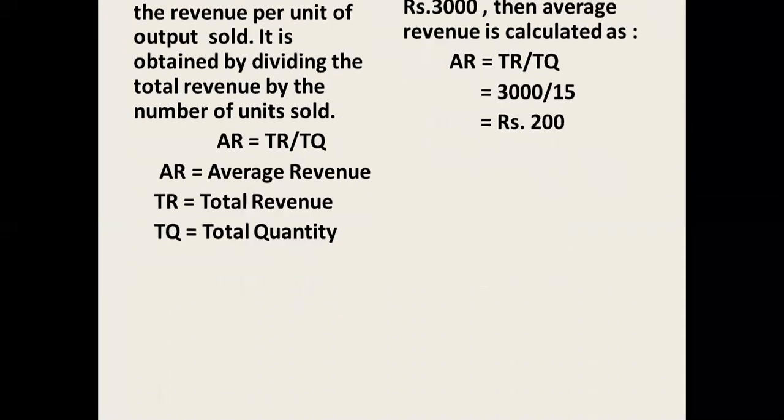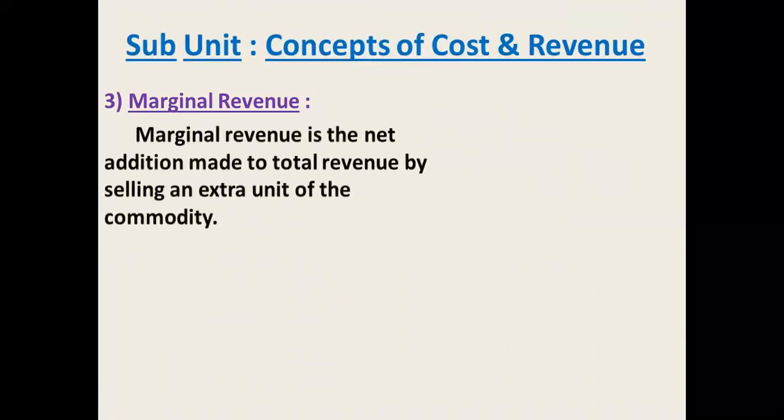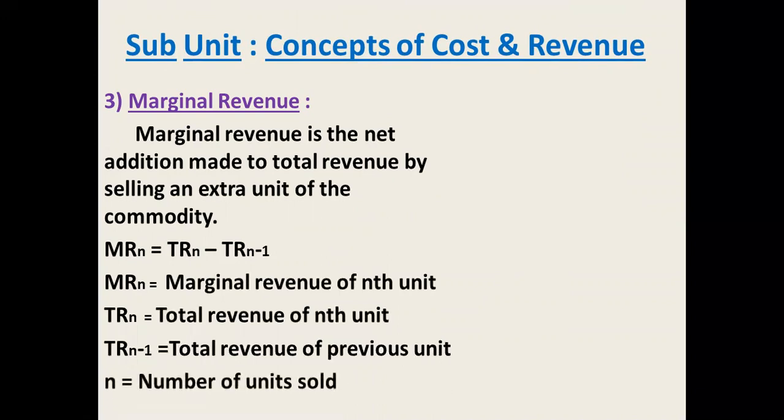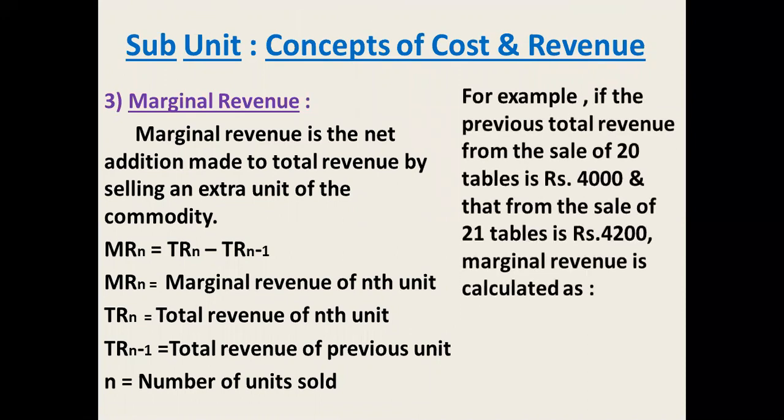Then let's discuss the next point, the marginal revenue. This is the third type of revenue. It is the net addition made to the total revenue by selling an extra unit of that commodity. See now, marginal revenue means what? Throughout I have discussed that word, marginal. Marginal means the additional unit of that commodity. So the marginal revenue is the net addition made to total revenue by selling an extra unit. Means first he has to produce 20 commodities and one is additional. So that is the 21st.